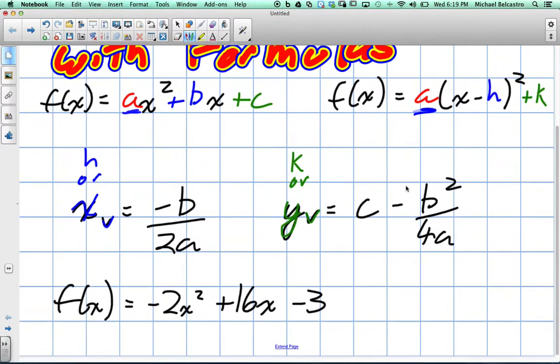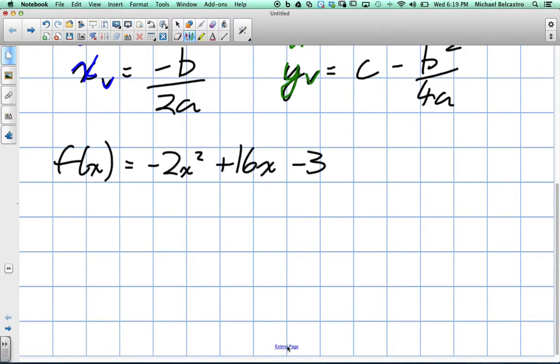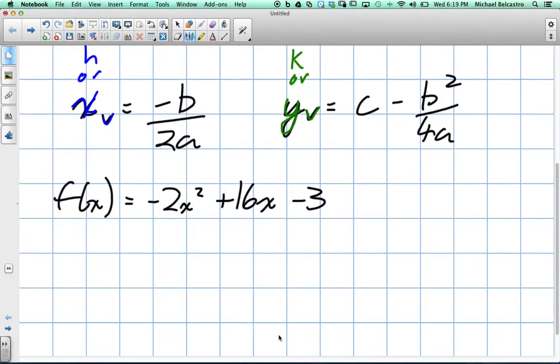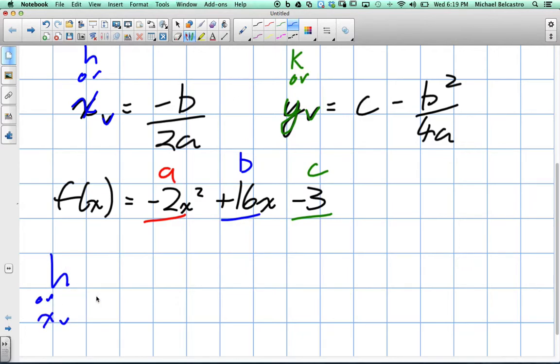So let's use this info, okay? First off, we have to make sure we know what our a, b, and c are. So -2 is our a, positive 16 is our b, and c is -3. The first thing we want to find is the h value, or sometimes they call it the x value of the vertex. They are identical, the same thing, okay? So let's do that.